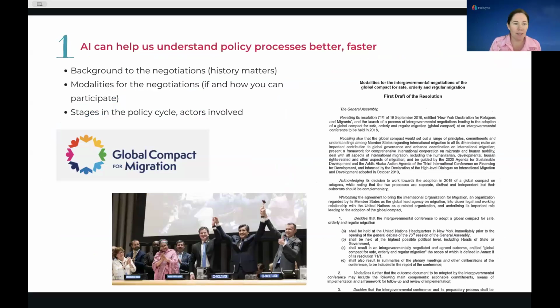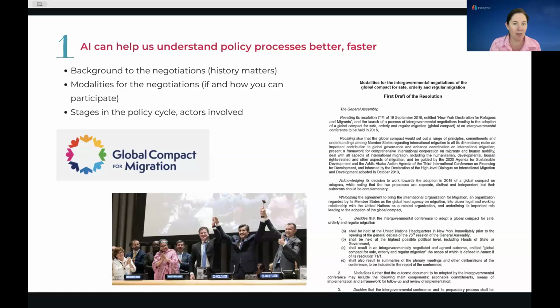So let's quickly dive in here. First of all, how can AI help us understand policy processes better and faster? What's really important at the international level is to understand the history behind negotiation processes. I'll give you this example of the Global Compact for Migration that was negotiated by member states at the United Nations, with preparatory sessions in 2017 and actual negotiations in 2018. This was the first time that the topic of migration had been negotiated at the United Nations in terms of migration broadly, not related to refugees.